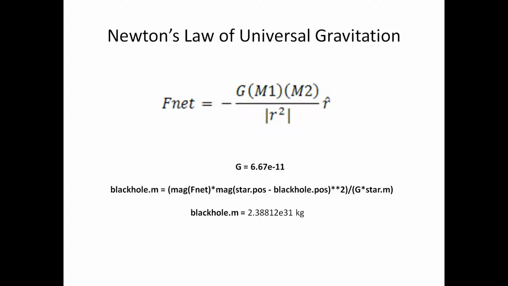Here's Newton's law of universal gravitation in code form. Again, notice that Fnet that we calculated earlier can be substituted into the force of gravity because we are assuming that the pull of the black hole is the only force acting on our star. By running this line through each iteration of the second while loop, we will find the mass of our black hole. Let's go ahead and run our program.